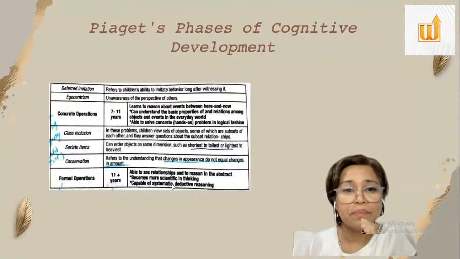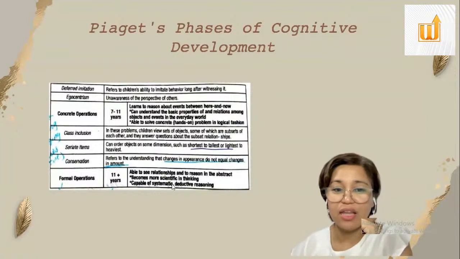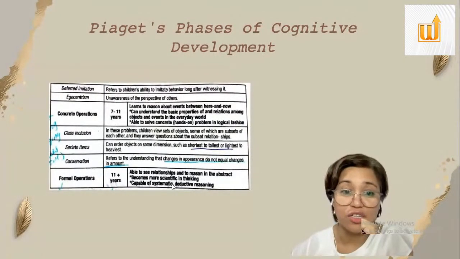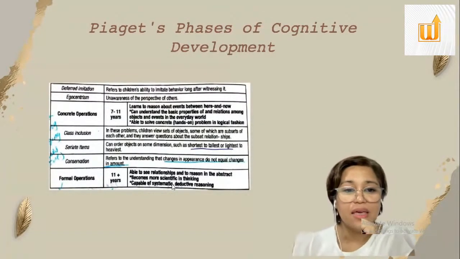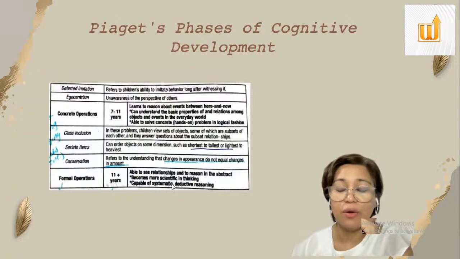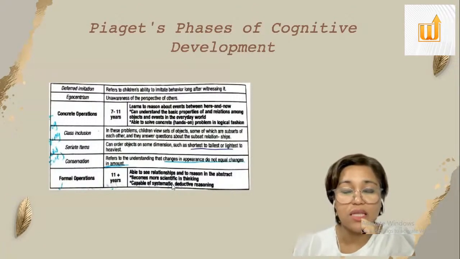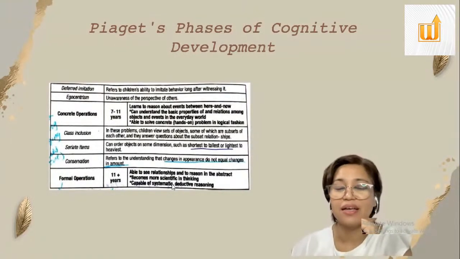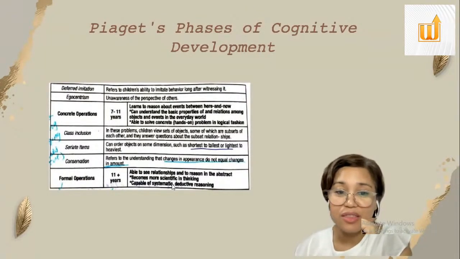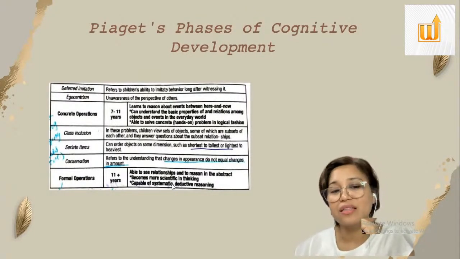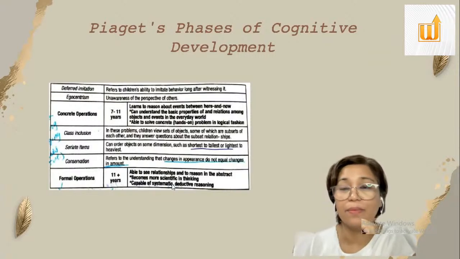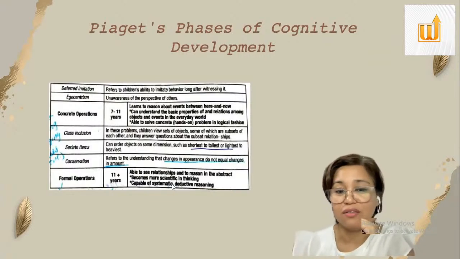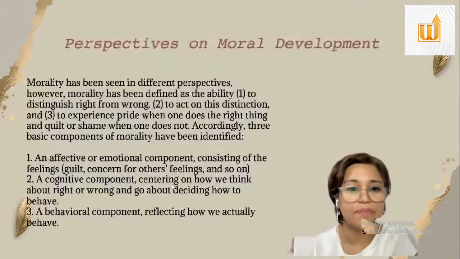Then we have the concrete operation stage, 7 to 11 years, where we look at how the child learns the here and now. Ayan, the objects, no, in a logical function. So logical na sila this time. And then we have the formal operation stage. We see they're able to see different relationships, complex reasoning and abstract things. They become more scientific in thinking, and they are capable of reasoning inductively and deductively.